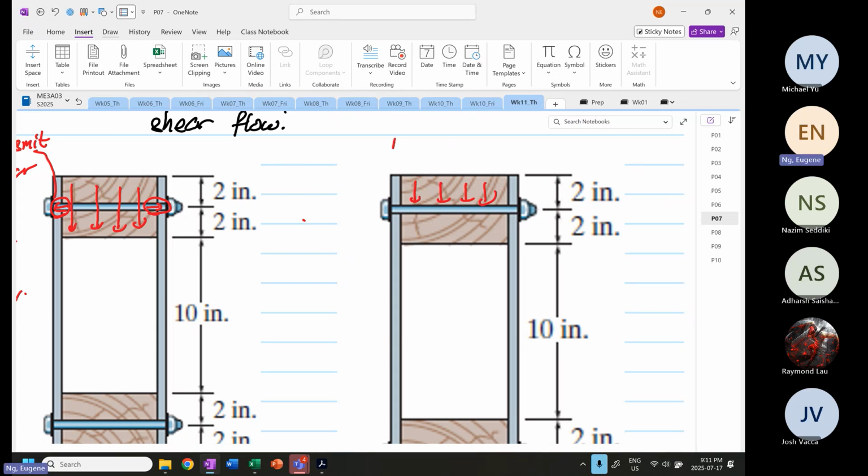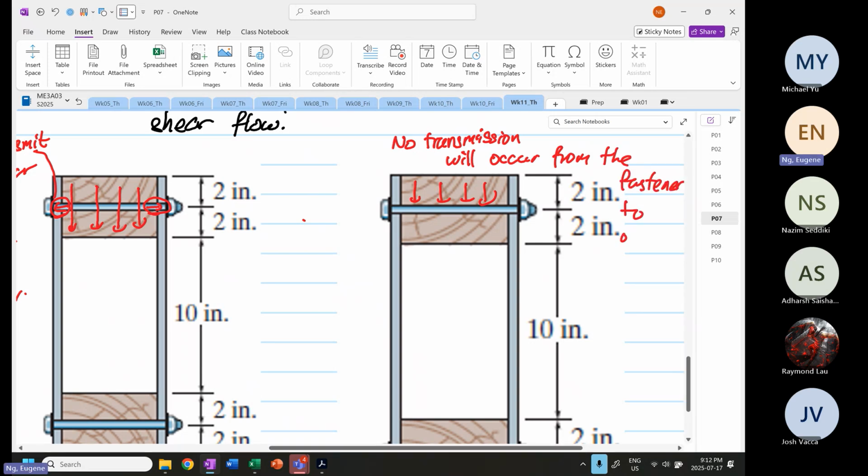When this is the case, no transmission will occur from the fastener to other members.